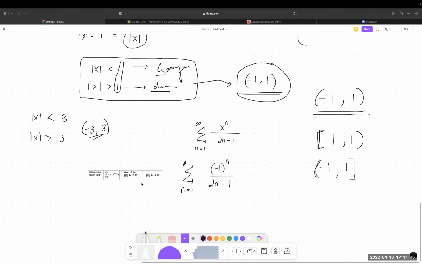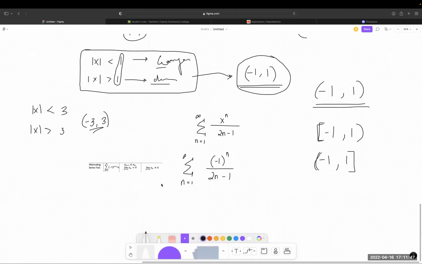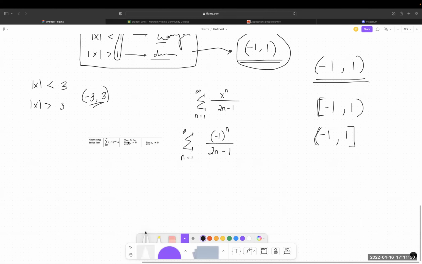So let's briefly remember what the alternating series test says. It says if you take the a of n plus 1 and the a of n, and this top statement is true, where the a of n plus 1 is less than the a of n, and the limit of a of n is 0, then we know it converges. So let's see if that's the case.